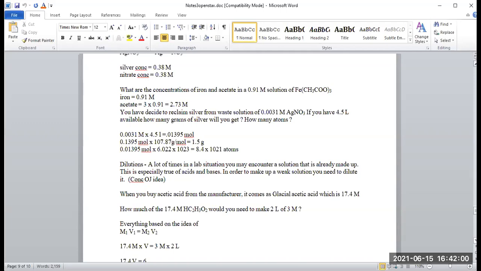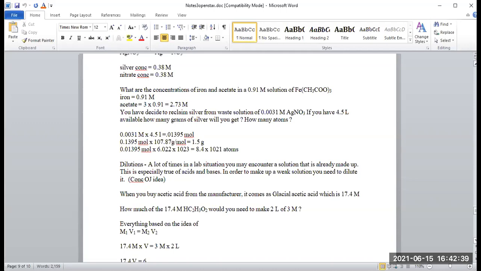So usually you have a device which helps reclaim the silver. You pour all your waste liquids through it and it traps the silver ions. So if I had a known concentration, it's kind of wimpy, 0.0031 molar silver nitrate, but I have about a gallon of it, 4.5 liters, how many grams of silver could I get out of it? How many atoms? We're going to pull Avogadro's number back in here for a moment.